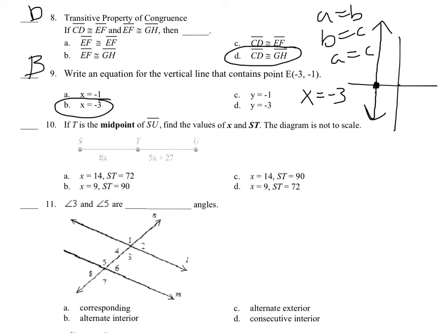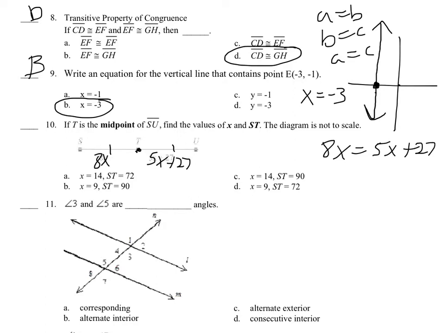Okay, number 10. We've got a midpoint of SU. Find the values of x and ST. So T is the midpoint. You can't really see it here very well, but that should say 8x, and that should say 5x plus 27. So if T is the midpoint, then these two segments are equal to each other. So 8x equals 5x plus 27.